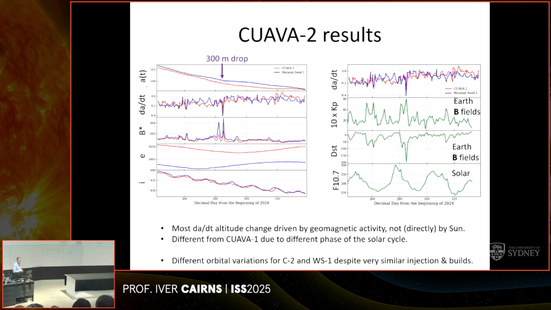What about CUAVA 2? The situation is interestingly a bit different. Here we have the altitude as a function of time for CUAVA 2 in red and Waratah seed in blue. And what you might notice here, yes, there's dA by dt here and a big event here, which corresponds to this sudden change. It turns out to be a 300-meter drop in the spacecraft, boom, in less than a day, due to a space weather event.